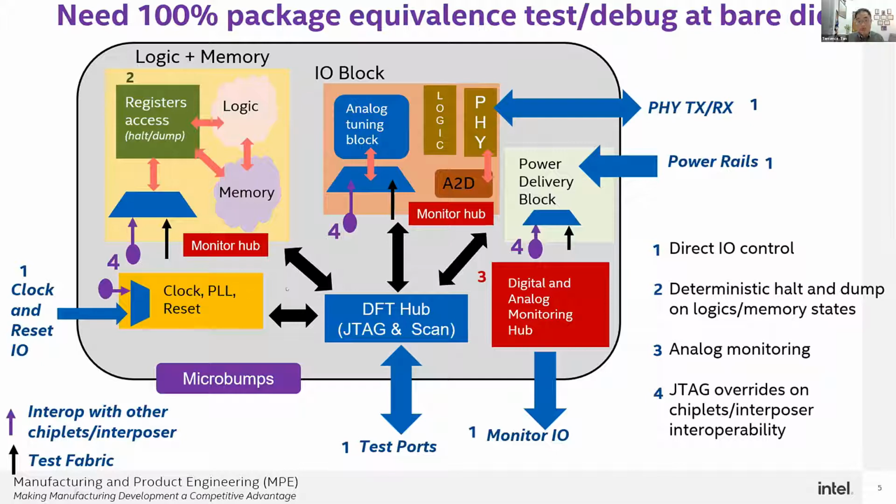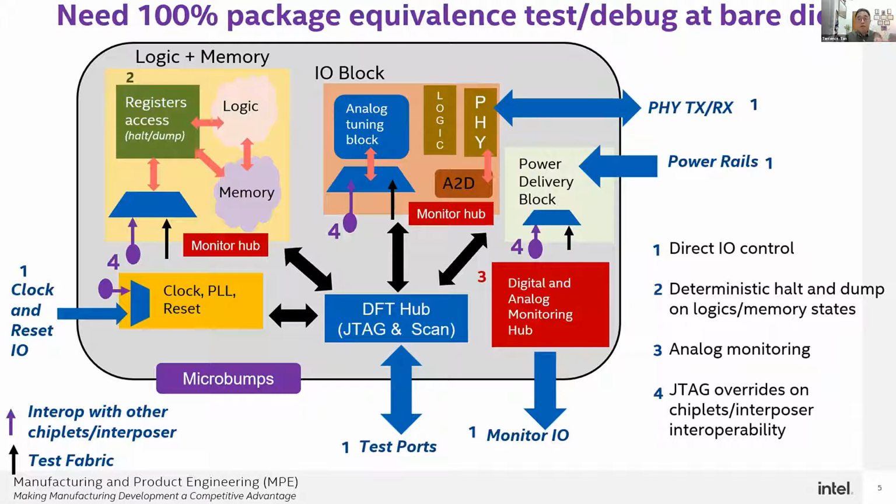The third thing is about analog monitoring and digital monitoring. You need to have a way to monitor it through the monitor hub in the analog block, like voltage monitoring or some kind of clocks, PLL signal, something like that.